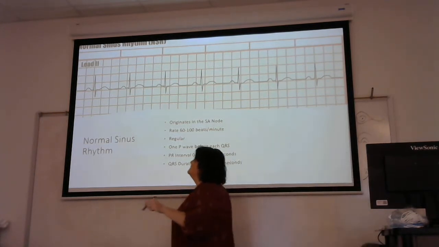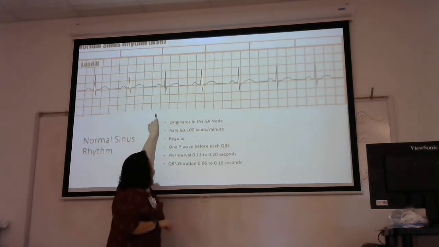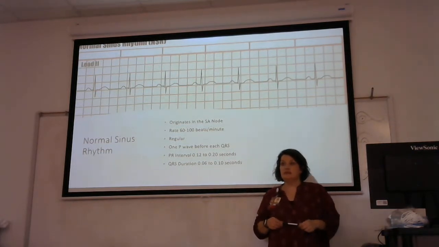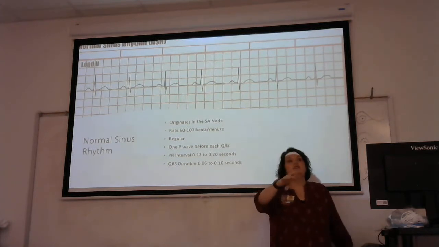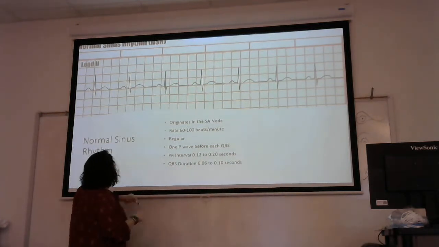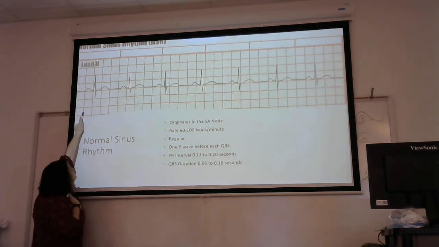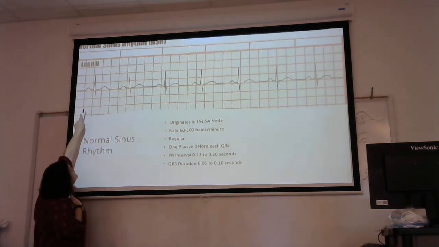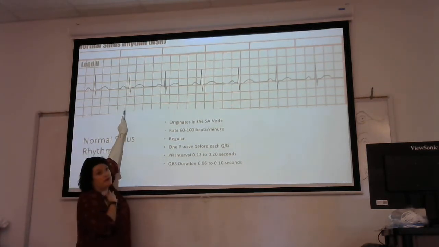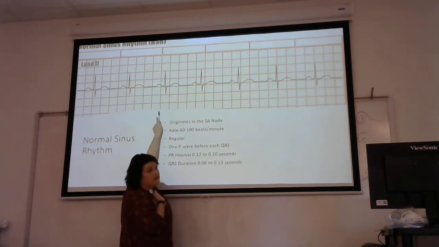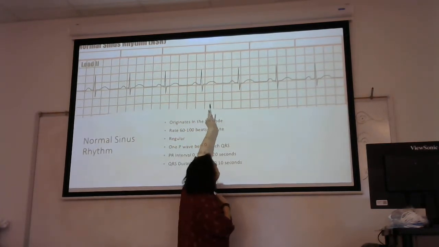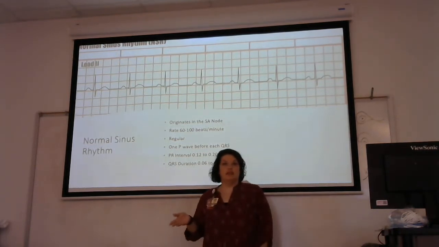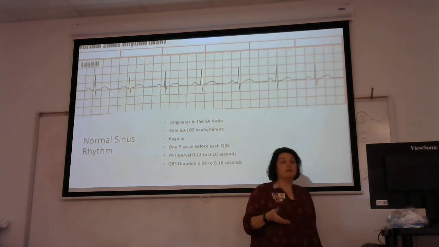Now, let's look at P's. Do I have a P before every QRS? And are they similar in appearance? Okay. Then you look at your PR intervals. So remember, you go from the beginning of your P to the beginning of your QRS. And if that one is 4 boxes, then how many boxes should this one be? 4. Okay, well, how about this one? 4. And this one? 4. And this one? 4. So you're telling me they all should be that? Correct. They all should be constant.